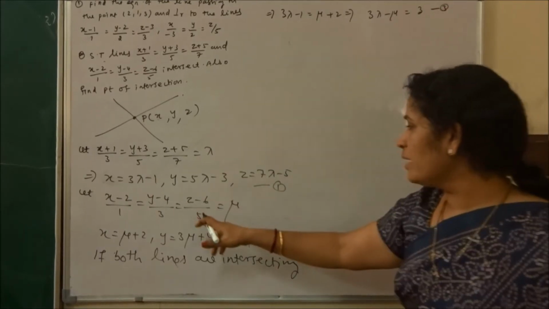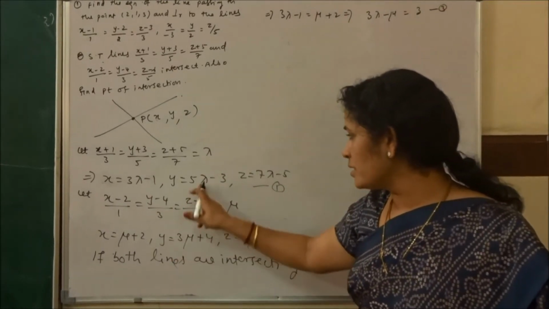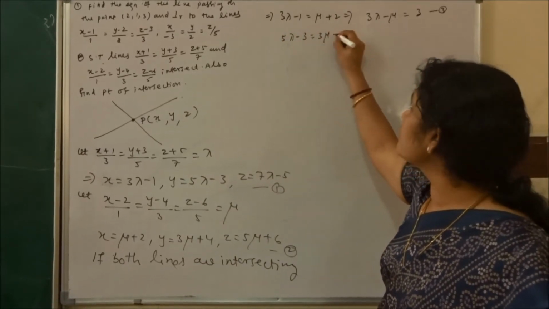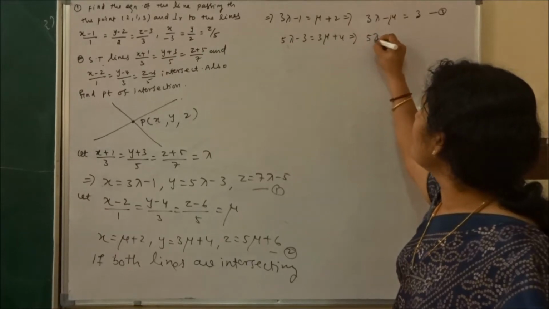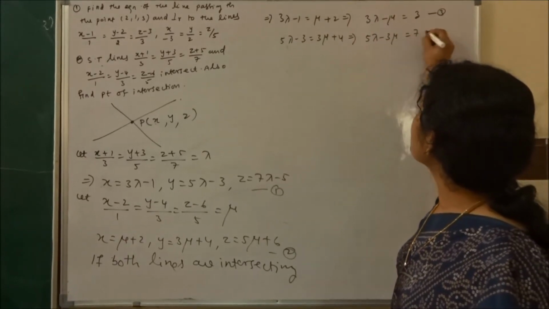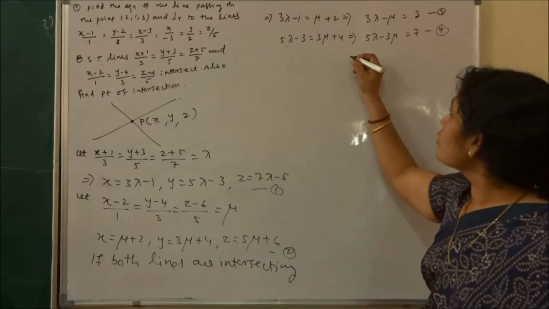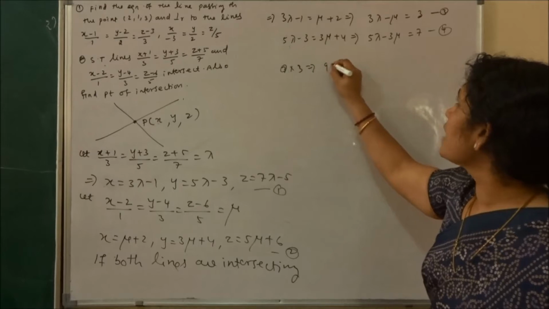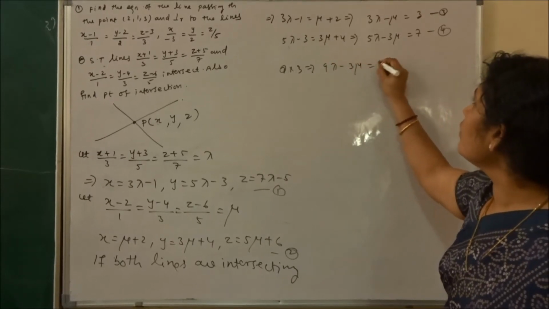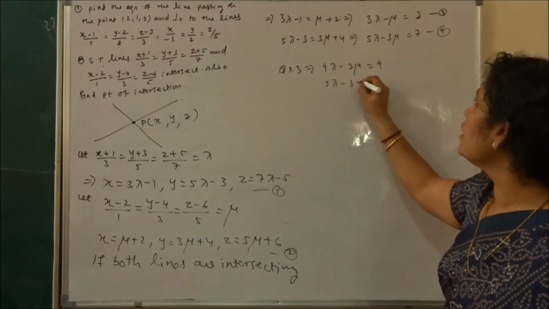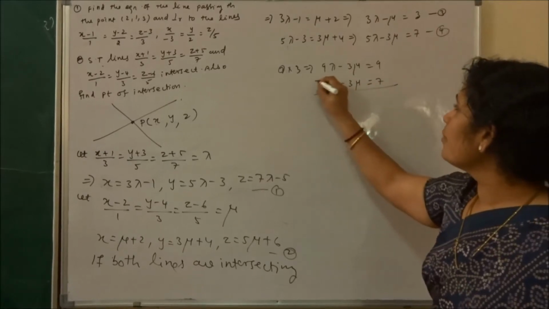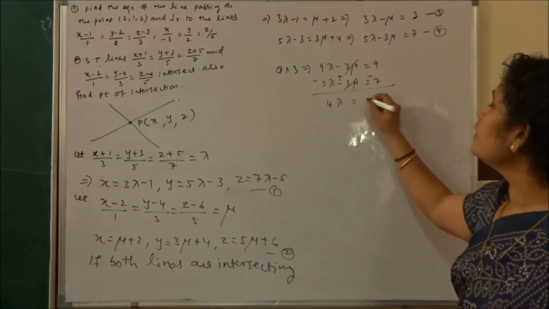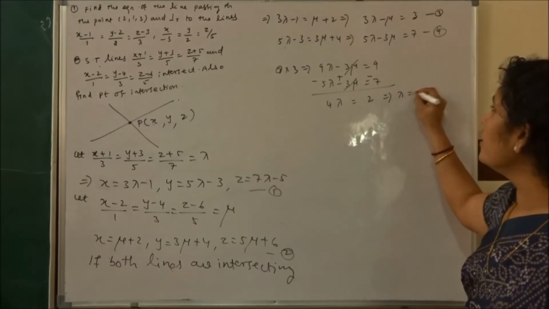Another equation, equating the y's: 5 lambda minus 3 is equal to 3 mu plus 4. This implies 5 lambda minus 3 mu is equal to 7. That is equation number 4. So solve 3 and 4. Equation number 3 multiplied by 3 gives 9 lambda minus 3 mu equal to 9, and then 5 lambda minus 3 mu equal to 7. Subtracting, minus plus minus, mu will be cancelled. Now 4 lambda is equal to 2.